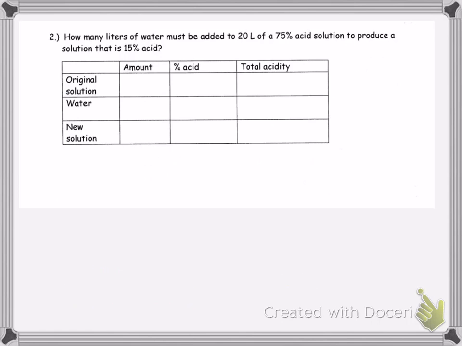Okay, so take a look at number 2. How many liters of water must be added to 20 liters of a 75% acid solution to produce a solution that is 15% acid? The first thing I probably want to do, because it's a little bit easier for me to pick out, is fill in the percents of acid that I see in my table.